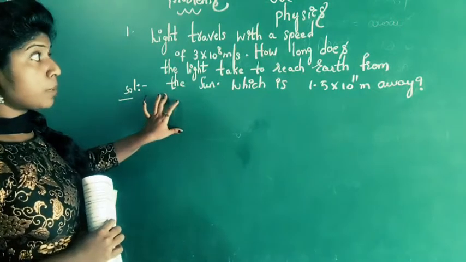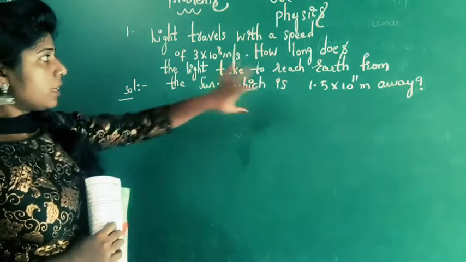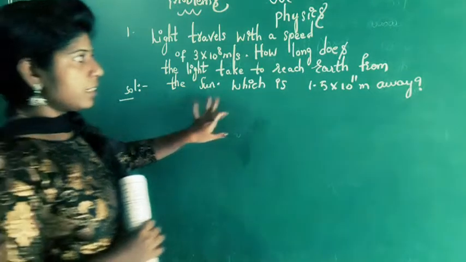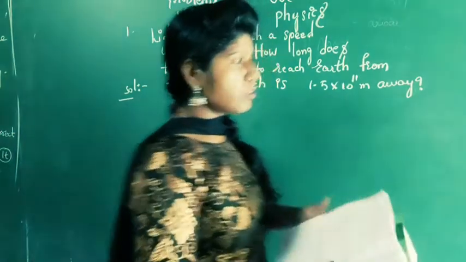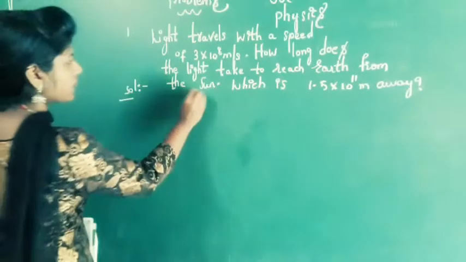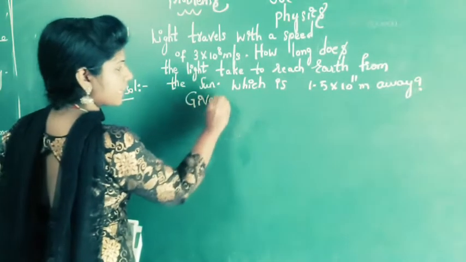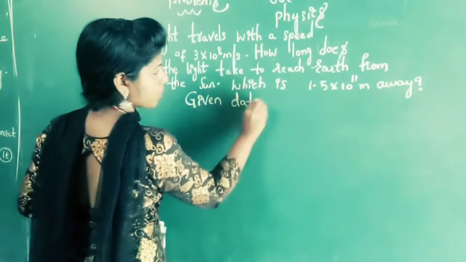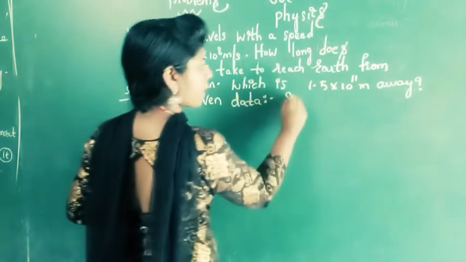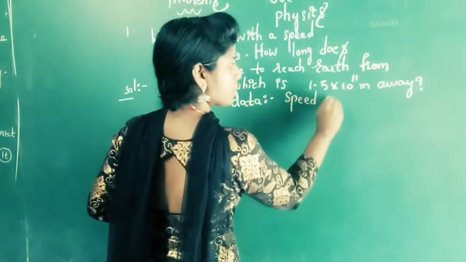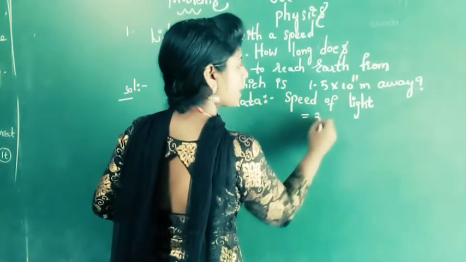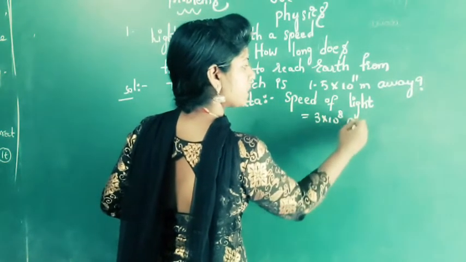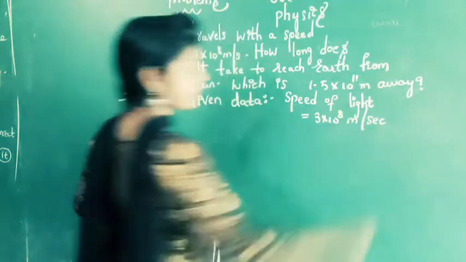So, how much distance is it going to travel from Earth to sun? We have to calculate, which is 1.5 into 10 power 11 meters away. So, what is the given data here? Speed of light. Speed of light is equal to 3 into 10 power 8 meters per second. Is it clear, everyone?